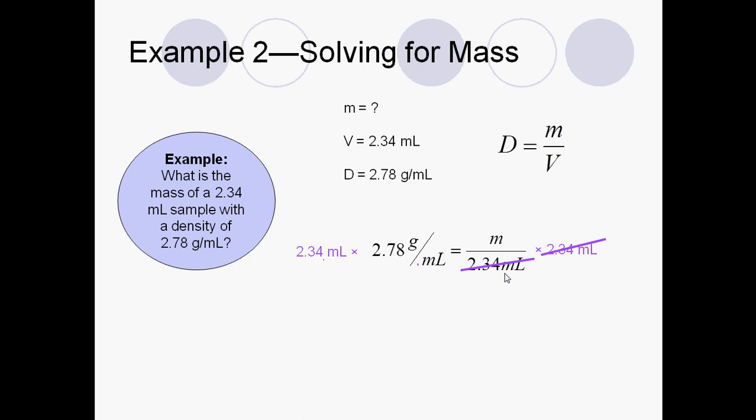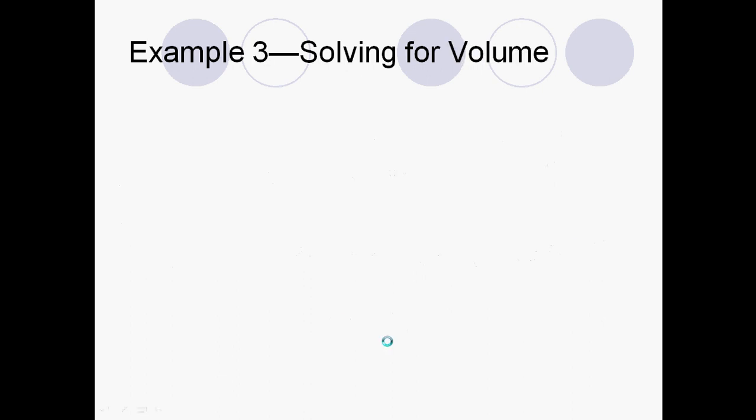They cancel on the right. Our labels cancel on the left. And we end up with 2.34 times 2.78 is 6.51 grams. 3 significant figures in this number, 3 in this number, so we round our answer to 3 significant figures here.